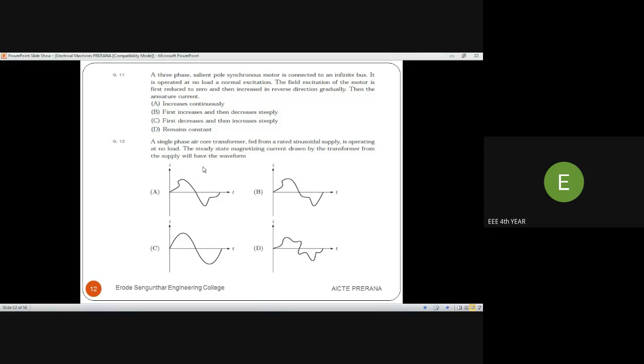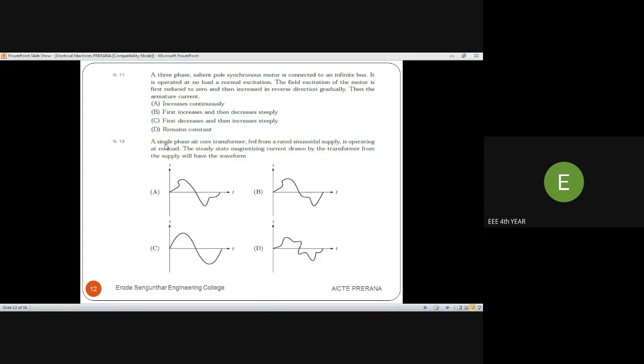Next question, number 12. A single phase air core transformer fed from a rated sinusoidal supply is operating at no load. The steady state magnetizing current drawn by the transformer from the supply will be... there are four waveforms given.